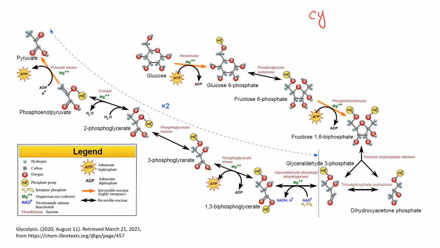Glycolysis is a cytoplasmic pathway. It has 10 steps, 5 in the preparatory phase and 5 in the payoff phase. Why we need glucose is for energy then.